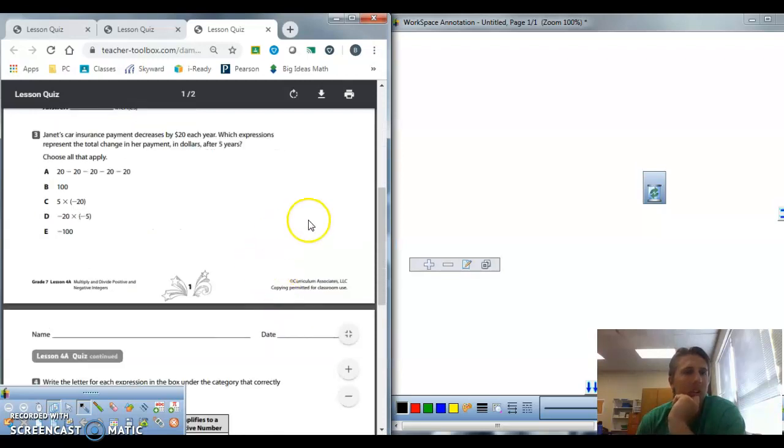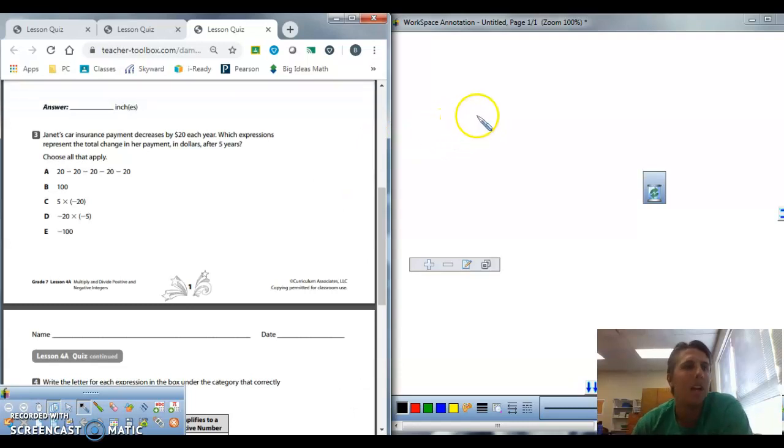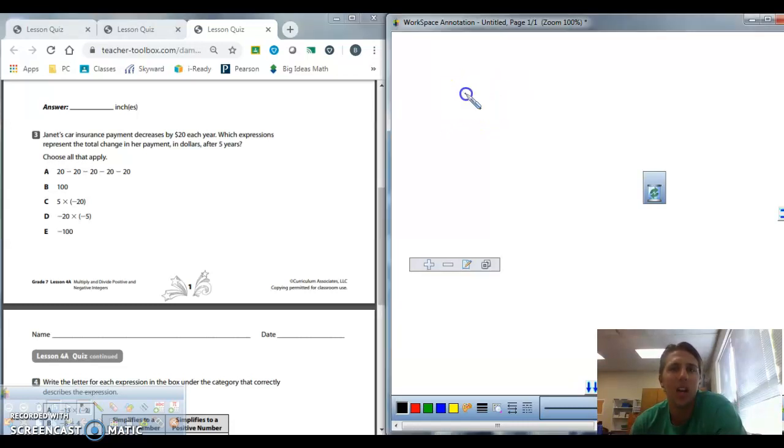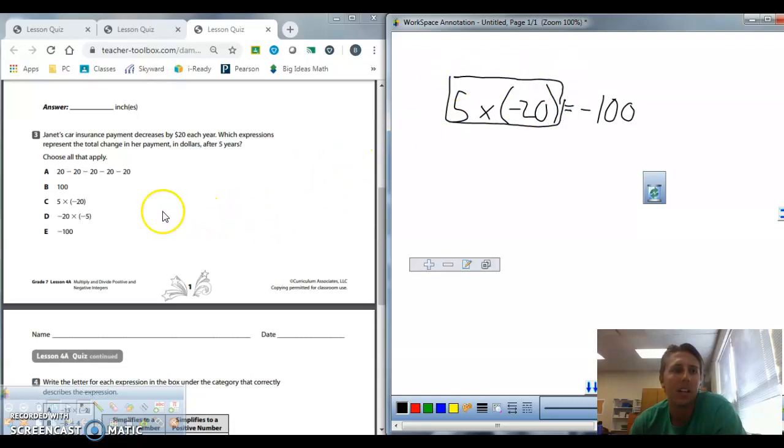Let's go down to number 3. A lot of you missed this because of a little bitty detail, okay? So her car insurance payment decreases by $20 each year. Which expressions represent the total change in payment after 5 years? Okay? We could say 5 years times negative 20 each year and get a total of negative 100. Okay? So this 5 times 20 works. Okay? That would be letter C here. Negative 100 also works. That would be letter E. Okay, so those two are correct.